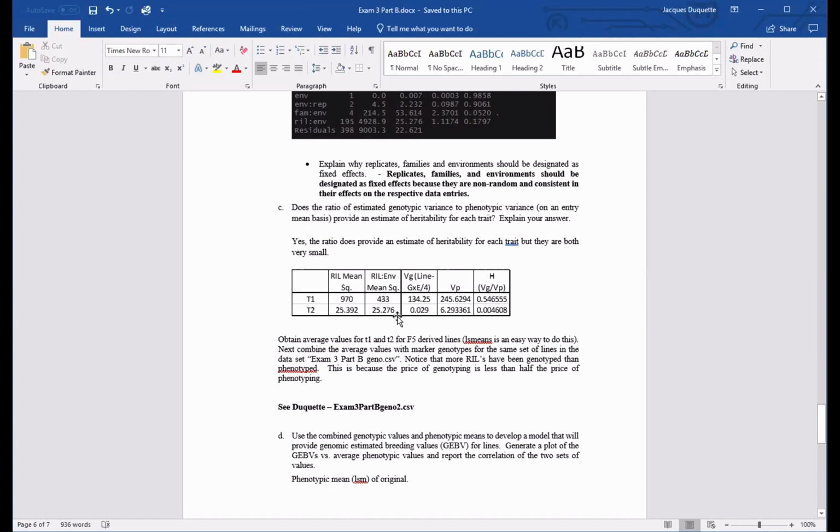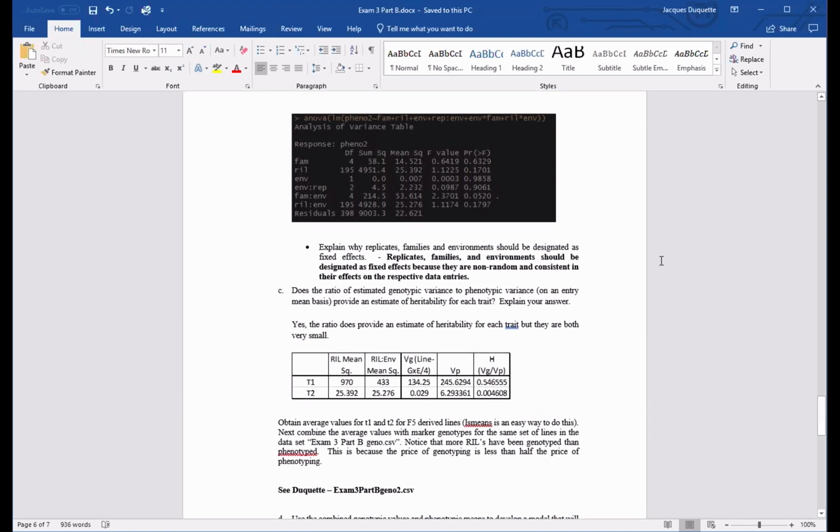Were you guys doing RIL mean square minus environment mean square, minus RIL by environment mean square? Yeah, so what did you have for that one? RIL by environment, 433. Okay, that's what I have. Yeah, 970 minus 4.